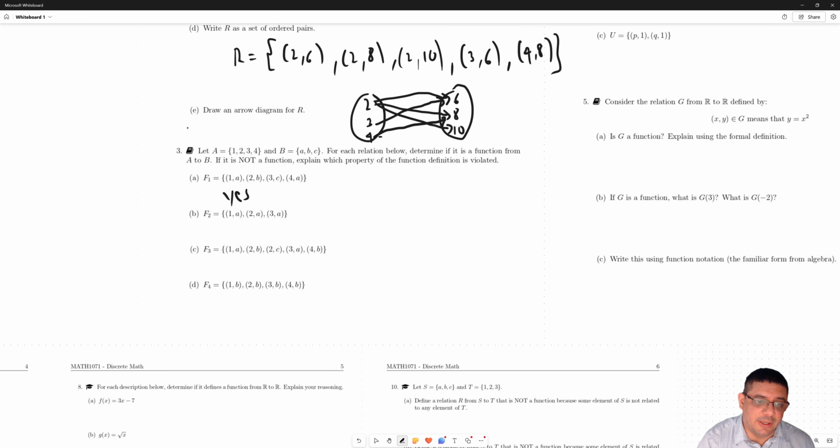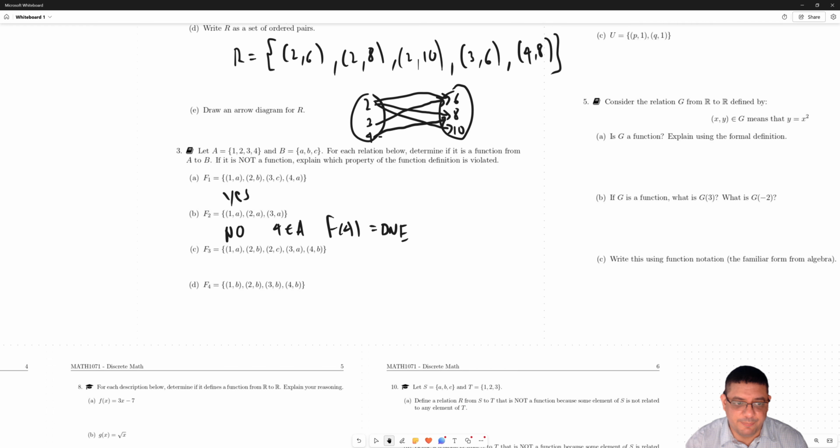Now, 1 to a, 2 to a, 3 to a is not a function. The problem why it's not a function is because 4 belongs to A, but f of 4 does not exist. There is no output related in B for 4, so this is not a function.